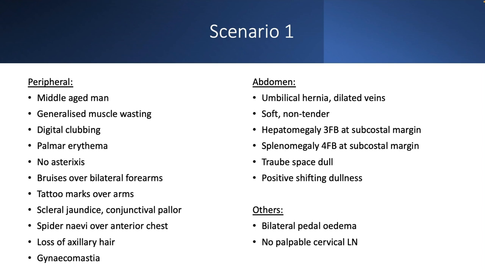On examination of the abdomen, there is an umbilical hernia with dilated veins, as well as hepatosplenomegaly, and the flanks are dull with positive ascites. Putting all of this together, this patient has stigmata of liver cirrhosis as well as hepatosplenomegaly with ascites, likely chronic liver disease with portal hypertension in a decompensated state.